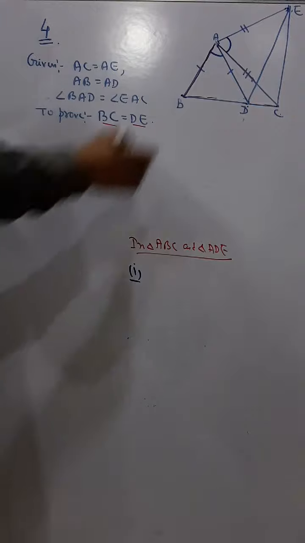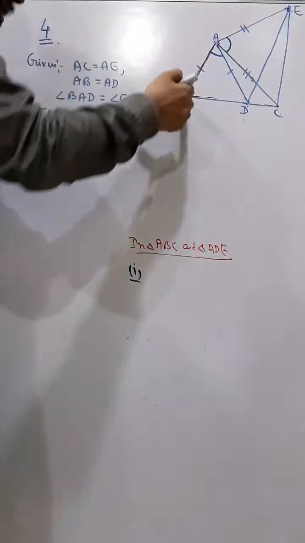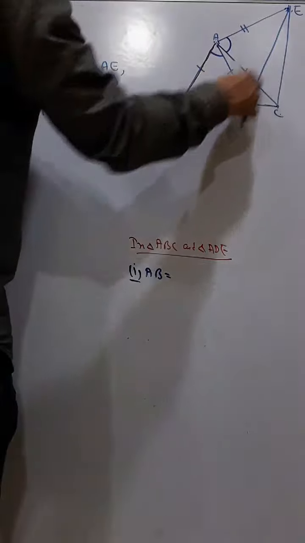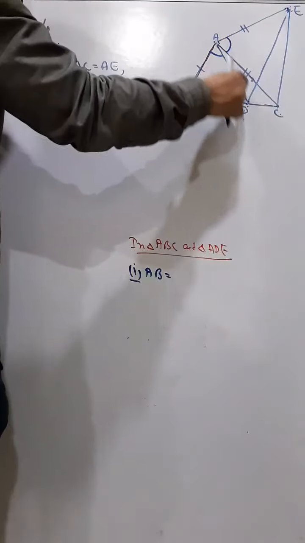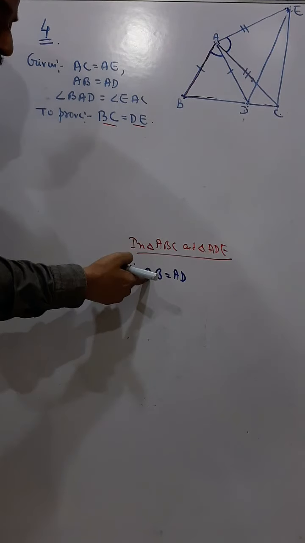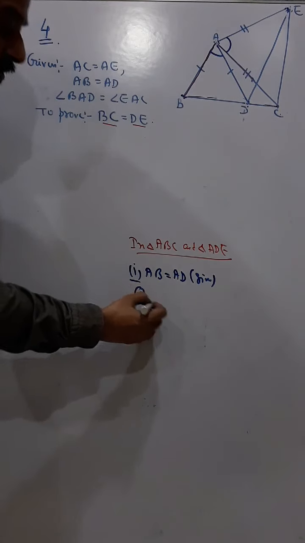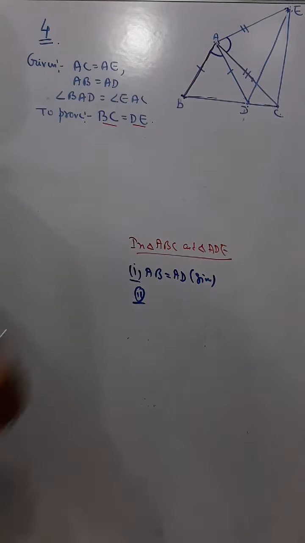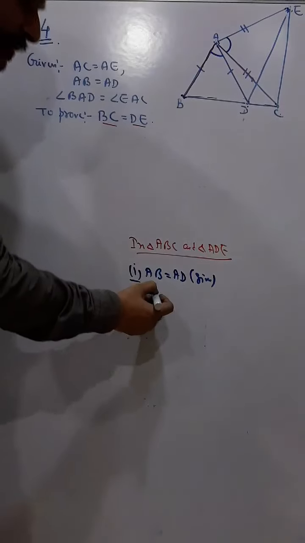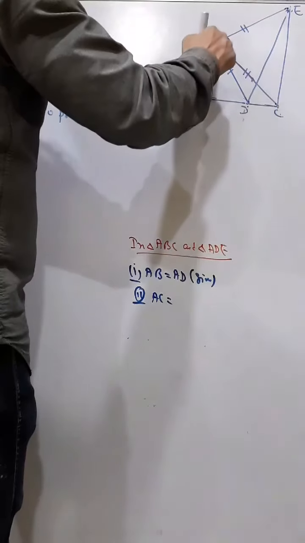You see, first in triangle ABC, side AB, and in triangle ADE, side AD are equal. So in triangle ABC, AB and in triangle ADE, AD, they are equal, it is given, right? Again similarly, number 2, in triangle ABC side AC, and in triangle ADE side AE.